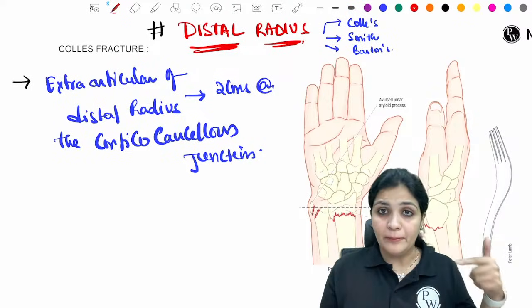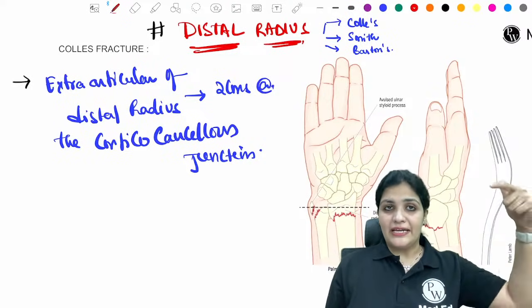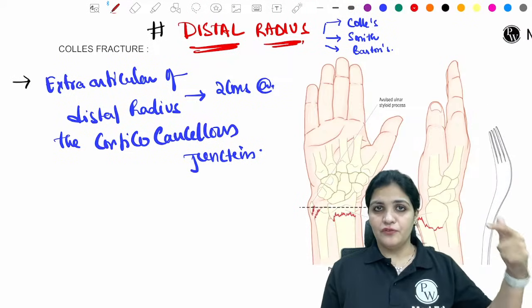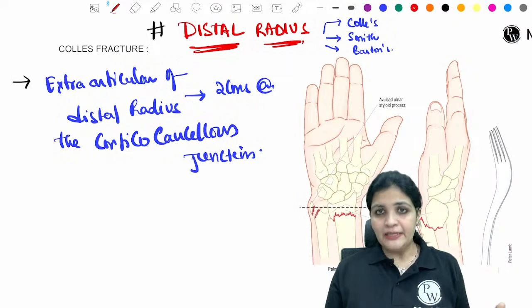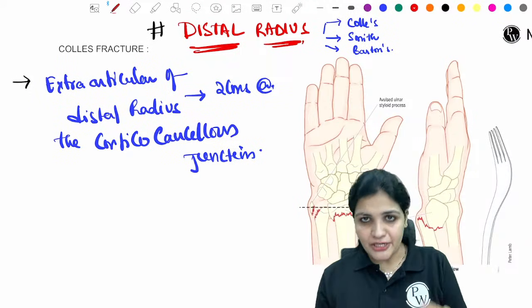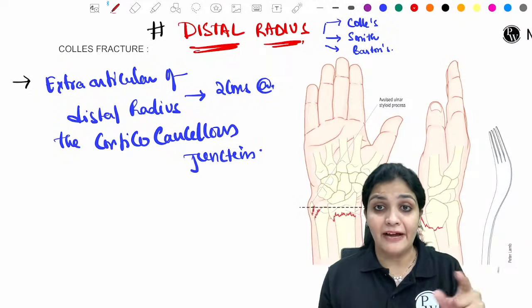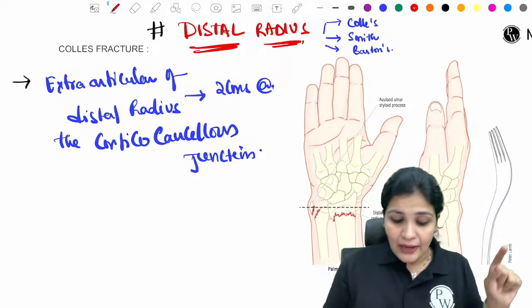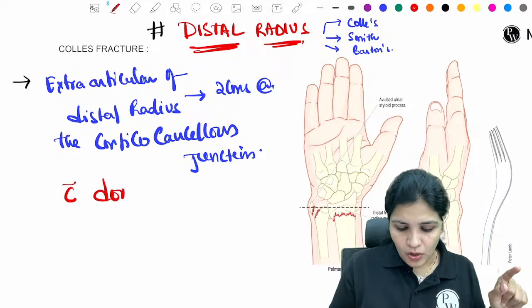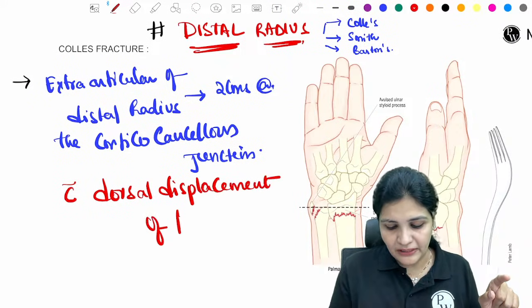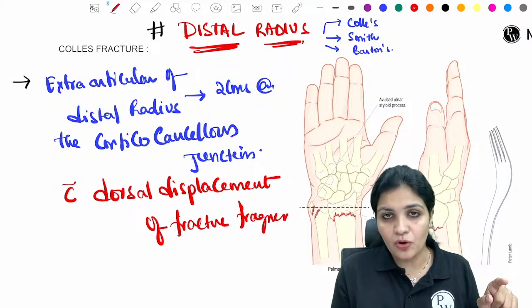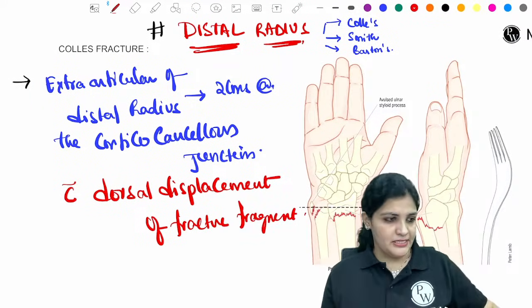So how do you complete the definition? It is an extra articular fracture of the distal radius 2 centimeters from the wrist joint at the corticocancellous junction. That means it is seen in the metaphysis of the radius with dorsal displacement of the fracture fragment. So this completes your definition of the Colles fracture.